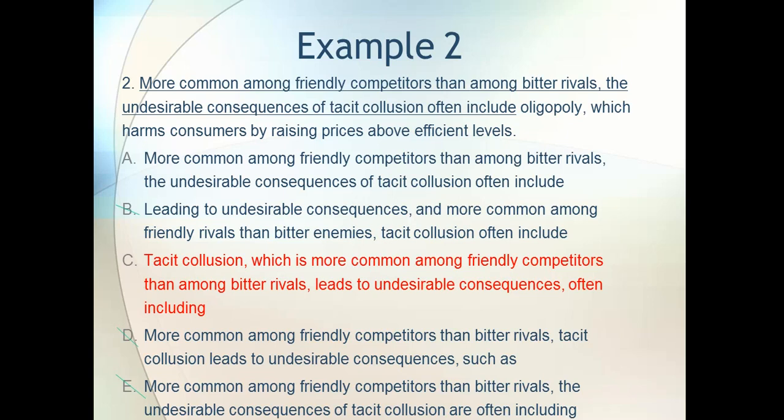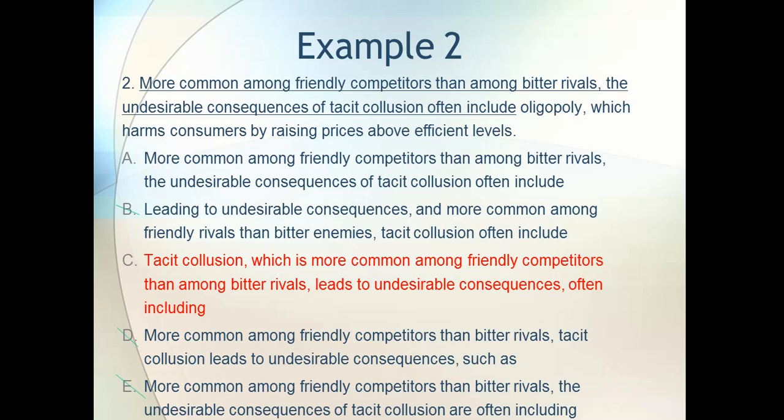All right, now let's check this out here. Again, by using strategy number 1 and not actually going into the details of the grammar rules. Now, as we can see from the answer choices, we have 3 answer choices that look very, very similar: A, D, and E. They all start with "more common among friendly competitors." They all start the same.